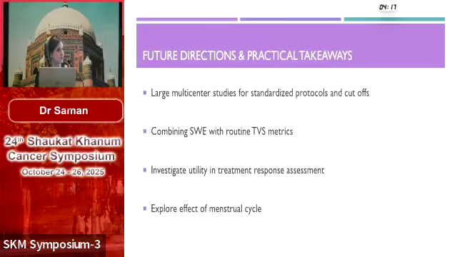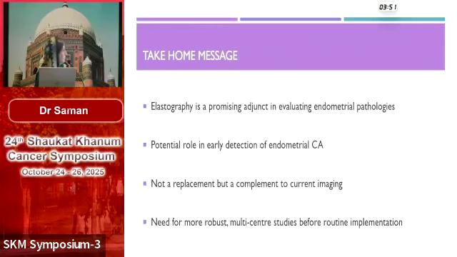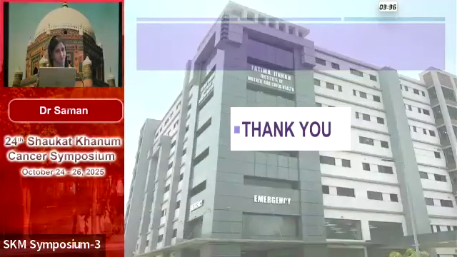So what we can do is perform large center studies. We started doing this at the start of this year, and we have to combine shear wave and strain with the routine studies and investigate the utility of this particular technique. I think it would also be helpful in post-treatment response cases. We also have to keep in mind and explore the effects of menstrual cycles on these findings. So it's a promising adjunct and has a potential role in early detection and the differentiation of benign and malignant pathologies. But we still need more robust studies and larger data. Thank you.